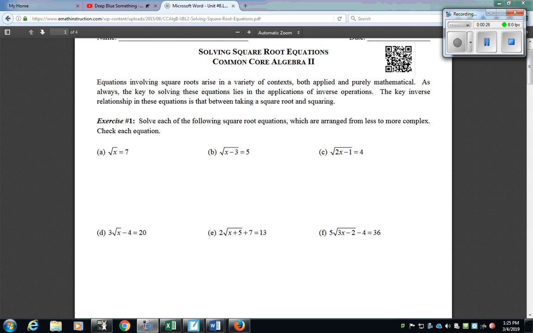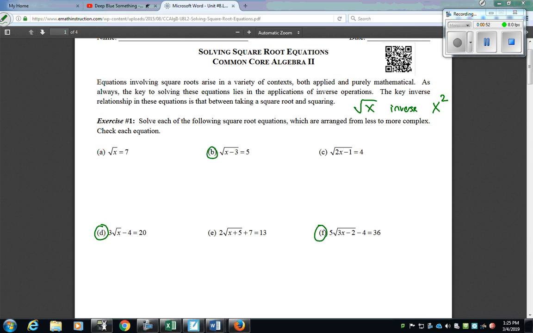So a lot of times, again, if you want to do the inverse of a square root, you are going to have to square. So we will be squaring all these equations because they contain a square root, to help us get x by itself. So we're going to look at b, d, and f together.